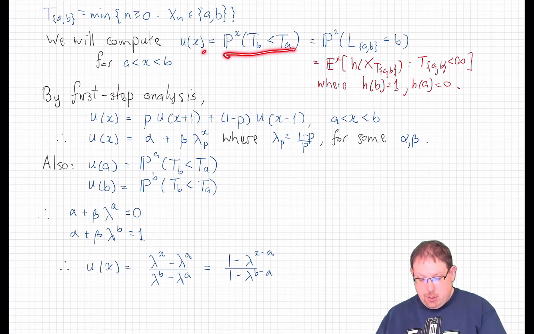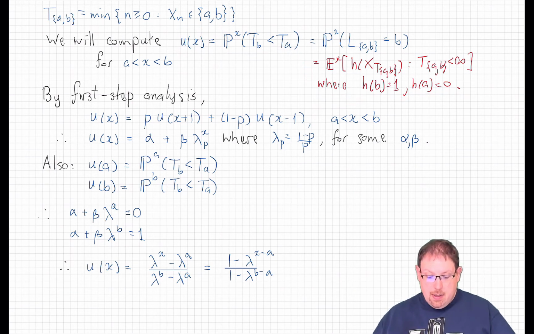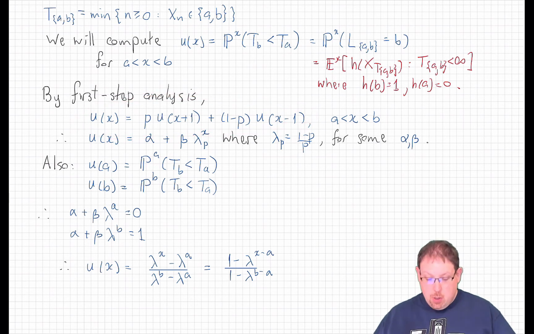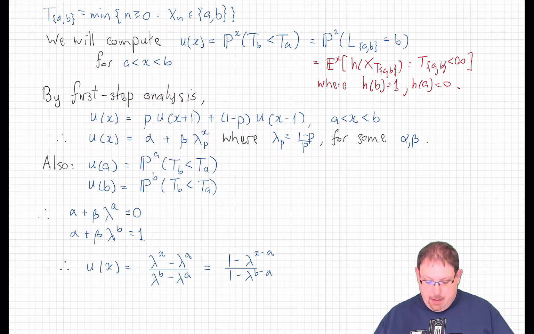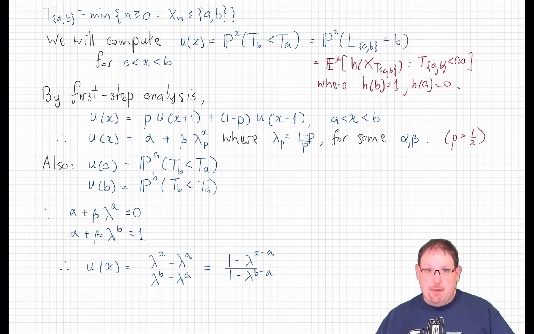So this function u is of the form that we did the first step analysis for, and so we have for x outside the set A and B, u of x satisfies this three-term recursion, which means that it has this form here for some constants alpha and beta. At the moment, I'm taking the case P is greater than 1/2, although we'll be able to recover the case P equal 1/2, which we basically already analyzed, as a limit as P goes down to 1/2.